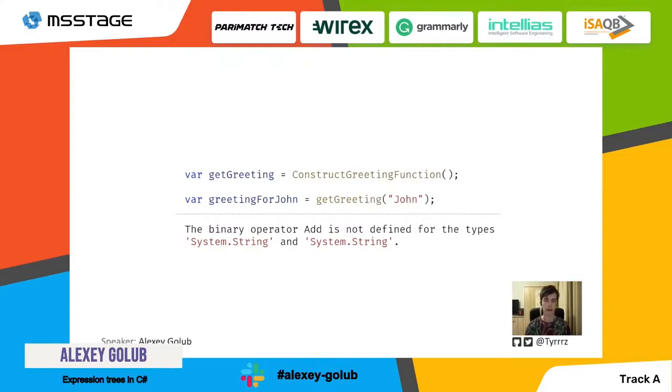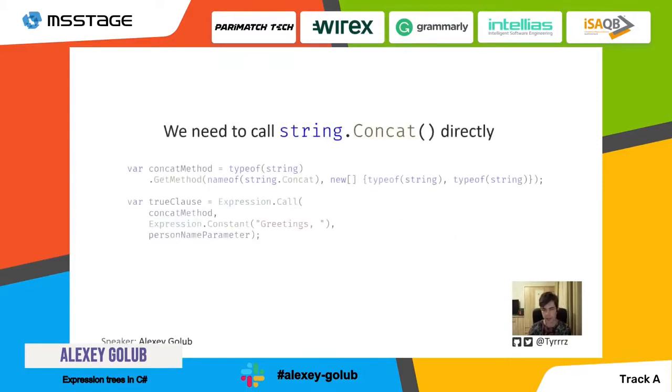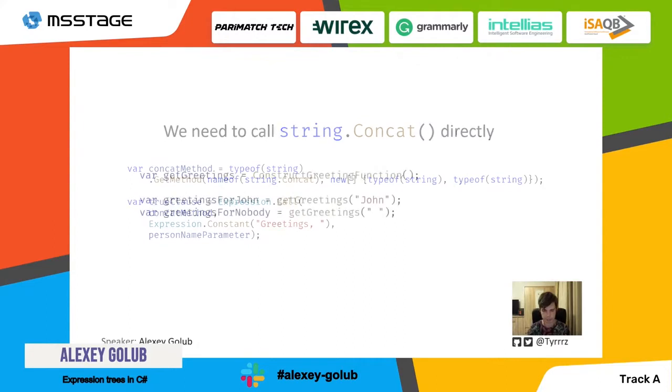And since we were trying to compile the expression tree ourselves, we also need to essentially turn it into the code it ends up being, so we have to call String.Concat directly. And that's actually pretty simple. All we have to do is get the reference, like we did with IsNullOrWhiteSpace, and get the method that represents String.Concat with two arguments. And then instead of Expression.Add for the true clause, we replace that with Expression.Call with that method and with the same parameters, which is the constant and the person name.